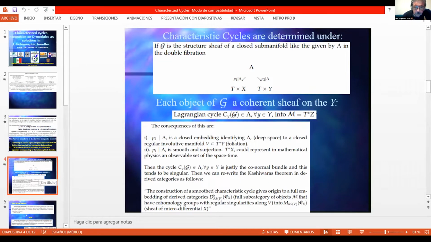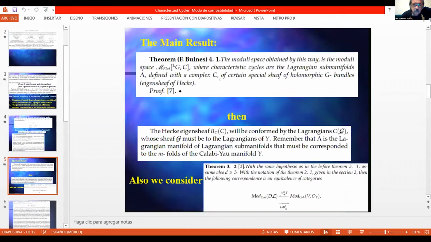And our important result is this. The moduli space obtained is the flat space, where the characteristic cycles are the Lagrangian submanifolds given in lambda, defined with a complex Z of a certain special shape of the holomorphic G-bundles, in the eigenshift of Hick, where Hick is the derived category in the deformation theory, and the Hick category has all the solutions that we want through this route.